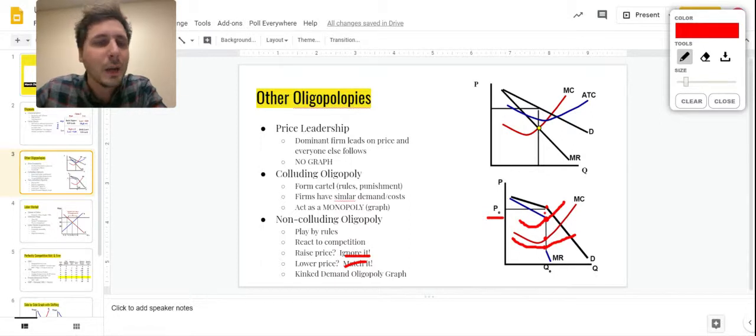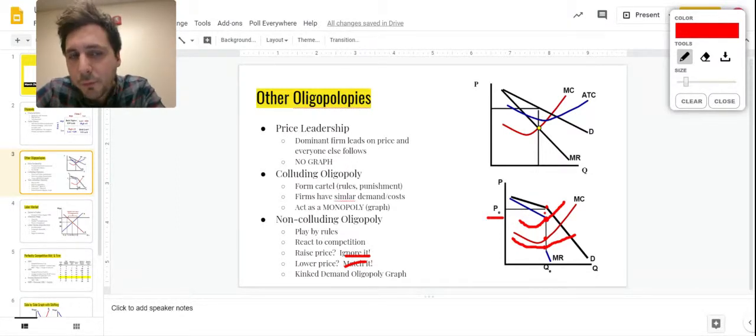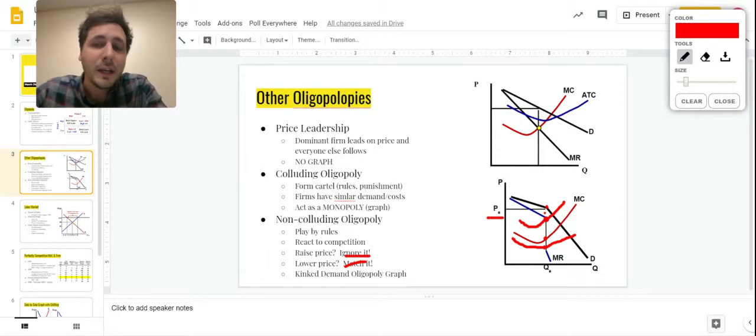Those are all the other oligopolies. Know the characteristics of them, know what graphs they use, and then be able to analyze these graphs: the monopoly graph for a colluding oligopoly, and the graph for a non-colluding oligopoly where costs can rise and fall, but the price and quantity is always going to be the same. In other words, prices are sticky.